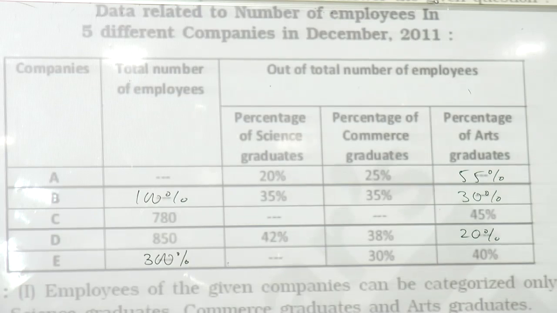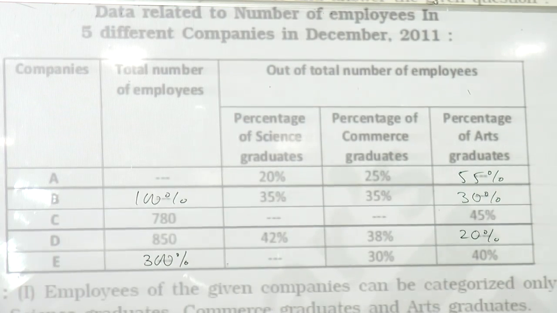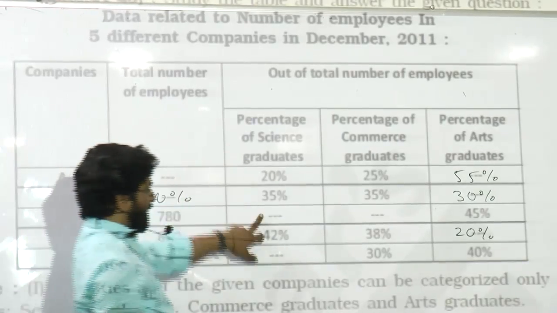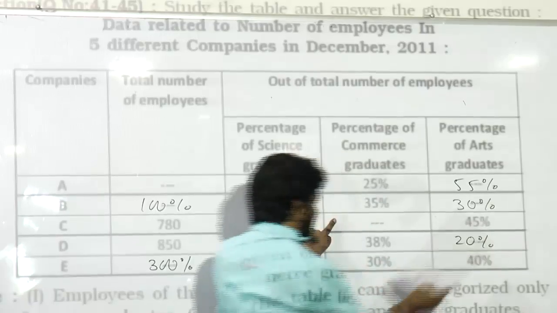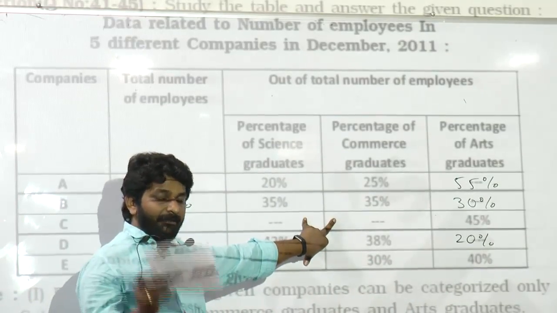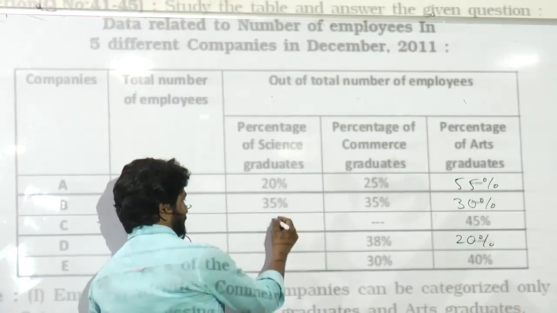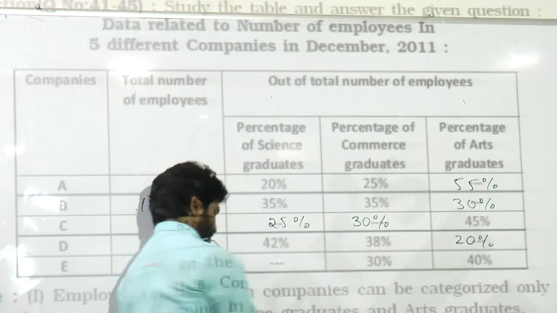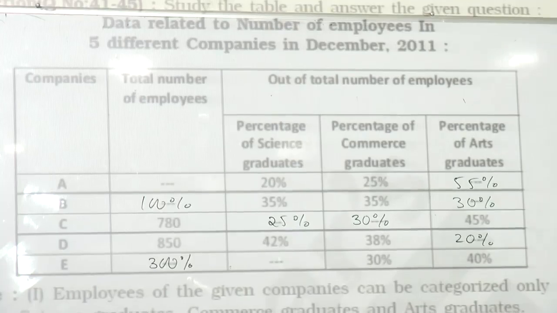Okay. If the respective ratio between the science graduate employees and commerce graduate employees in company C was 5:6, so total 11 parts. Science and commerce, this is 11 parts. Already we have 45%, remaining should be 55%. And 55% is divided into 11 parts. Each part is 5. So science is 5 parts, that should be 25%. And this is 6 parts, that is 30%. Okay. What was the number of commerce graduate employees in company C?